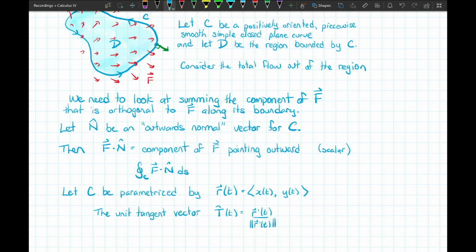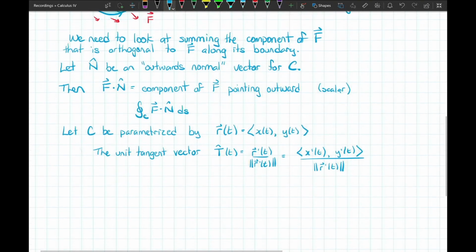The unit tangent vector is simply going to be the derivative of r, made to be unit length by dividing by the norm of r prime. Now in component form, that would be x prime of t, y prime of t, all over the norm of r prime, which would be x prime of t squared plus y prime of t squared, and then all square rooted. Now how do we get the normal vector from that?